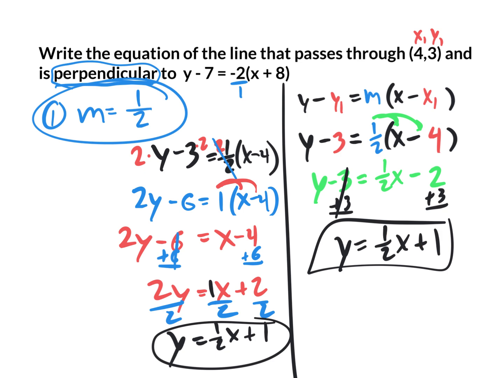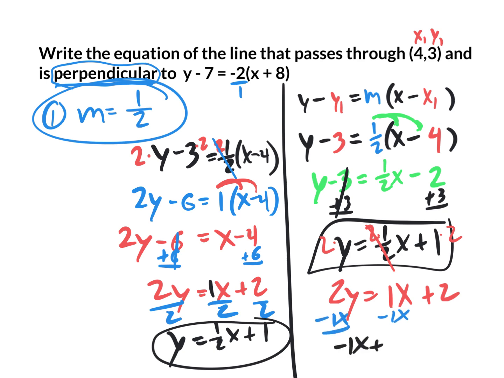If I asked for standard, then you don't want fractions, so you'd have to get rid of the fraction by multiplying everything by 2. You'd have 2y equals 1x plus 2. And you'd have to get the x to the left side. So you would subtract 1x, subtract 1x. So you would have a standard form equation of -1x plus 2y equals 2. That's your standard form. Or you could multiply everything by -1, and you have a positive x minus 2y equals -2. That's another acceptable answer for standard form.